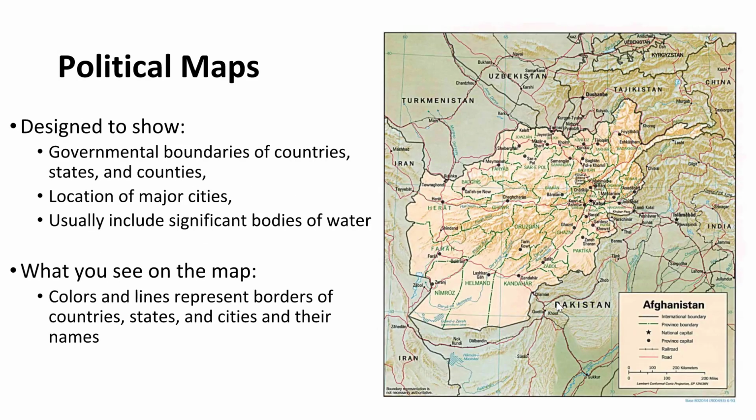So political maps, these are designed to show governmental boundaries of countries, states, and counties. They also show locations of major cities, and they usually include significant bodies of water. And so what you'll see on this map are colors and lines represent borders of countries, states, and cities. So this here is a map of Afghanistan, and we have rivers right here, major cities, and then political boundaries.